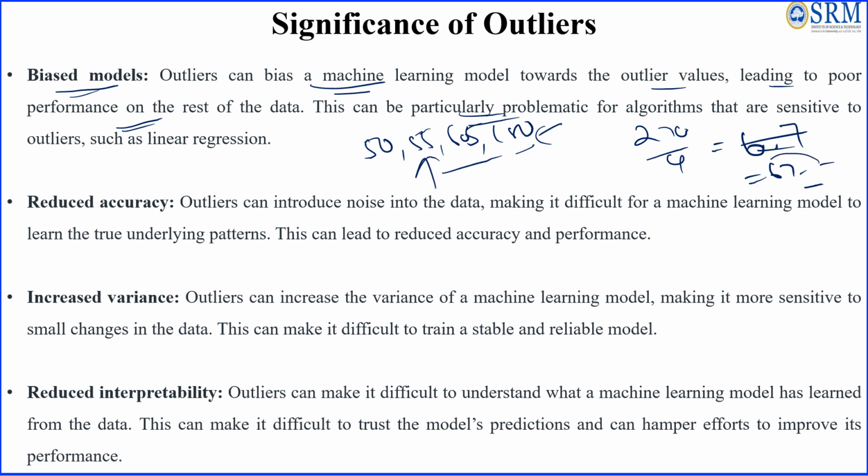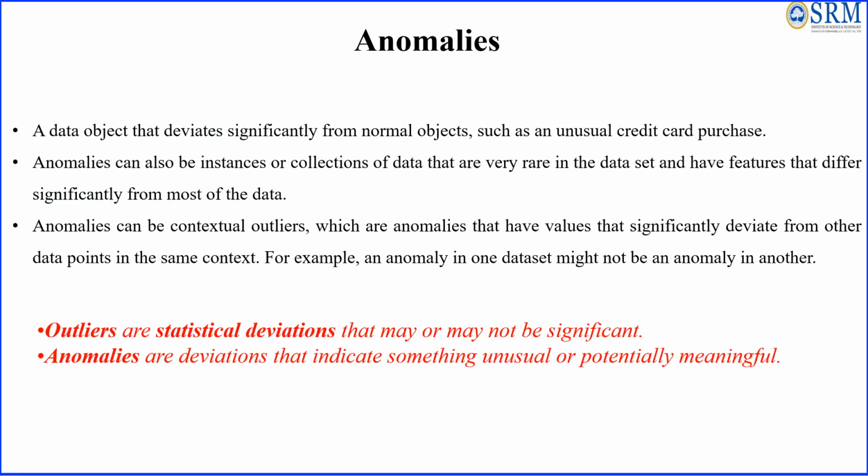But based on the value 67, they may think that this class has got a very good score, so we don't need to train. In this class, these three students are suffering. So this leads to poor performance on the rest of the data, or wrong modeling also. Your accuracy is reduced, your variance is increased, and interpretability is reduced, so your interpretation may go wrong because of this. Hence, outliers have to be treated properly: you have to find the outlier and remove it. The better thing is to remove it.